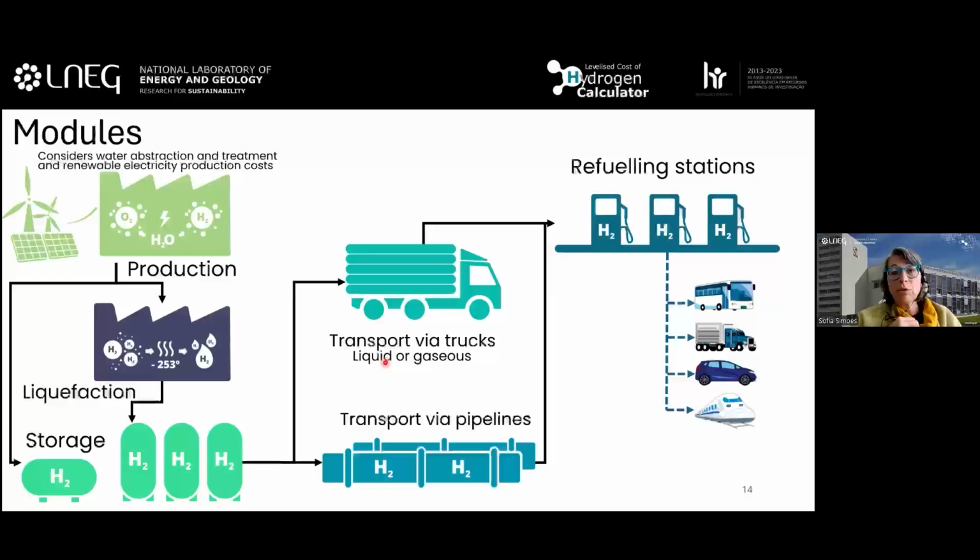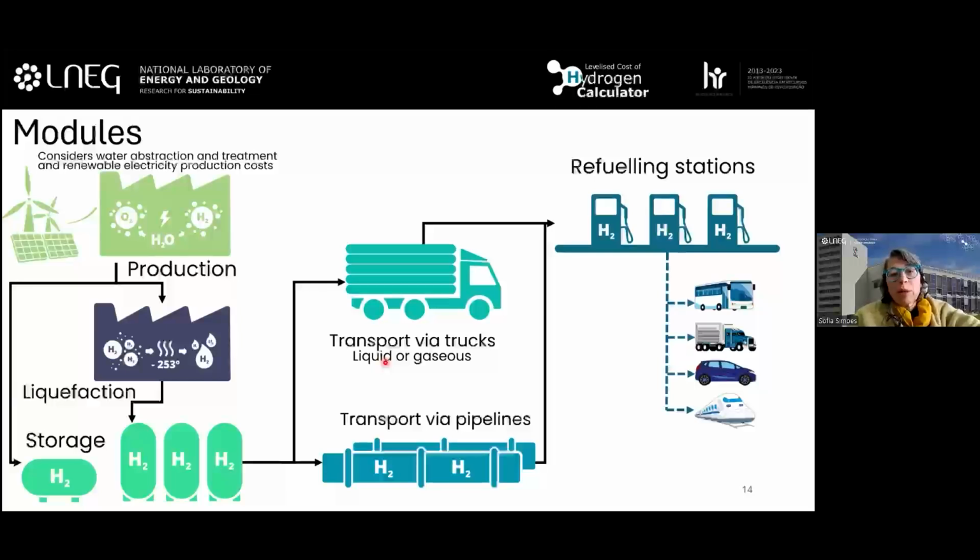And Juan will tell you in the second part exactly which parts of water costs are considered. Then you can decide to stop there and just calculate the production costs only, or you can be, let's say, more demanding, and take it one step further and decide you want to liquefy your hydrogen. What if you want to have liquefied hydrogen because it's easier to transport? So you can add the liquefaction costs and calculate the costs for that.